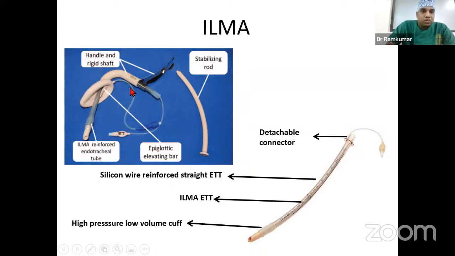And this is the endotracheal tube. Here the endotracheal tube is a little straight and the cuff is more distal, and the cuff here is a high pressure, low volume cuff. That means that you cannot retain the tube for longer periods. And the tip is also soft silicone. It's like a Uber tip. And there's a detachable connector with the cuff pilot balloon. And this is the stabilizing rod. This is there to help you remove the LMA cuff over the endotracheal tube after intubation.